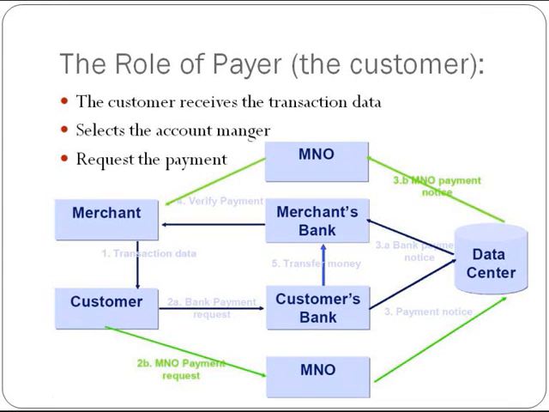Here is the second one, which is the buyer or customer. The customer receives the transaction data from the merchant and combines it with the information that defines him or herself. A standard form payment request is prepared. Then he or she selects the account manager where the payment request is to be processed.